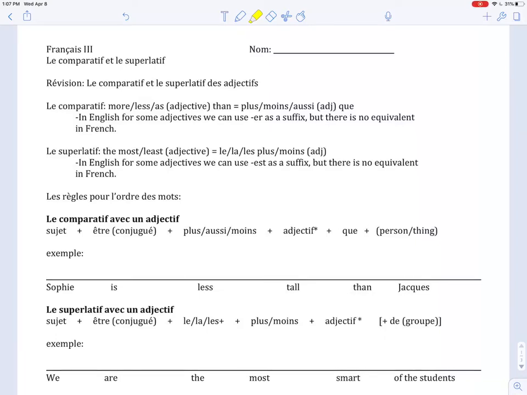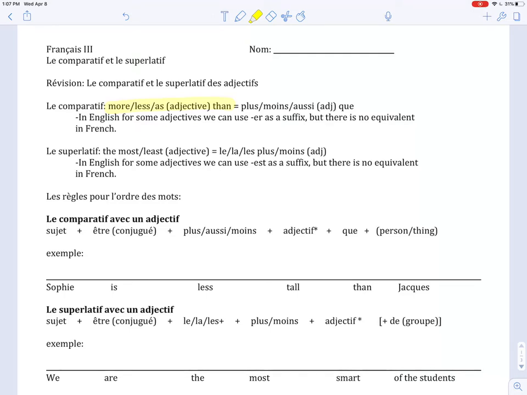This lesson I'm going to split over 2 class periods. It's comparative and superlative. The first day is all review. It's comparative and superlative of adjectives. You did this in French 1 for the comparative and French 2 for the superlative. And as a review, the comparative, le comparatif, is when you're using an adjective to say that someone is more, less, or as much of that adjective than someone else.